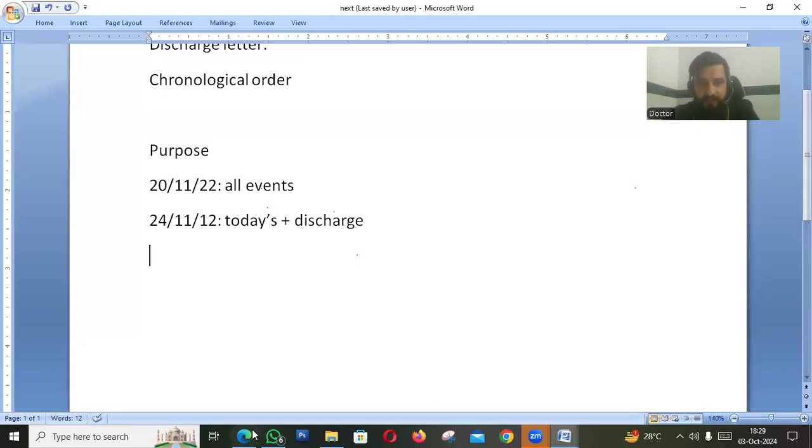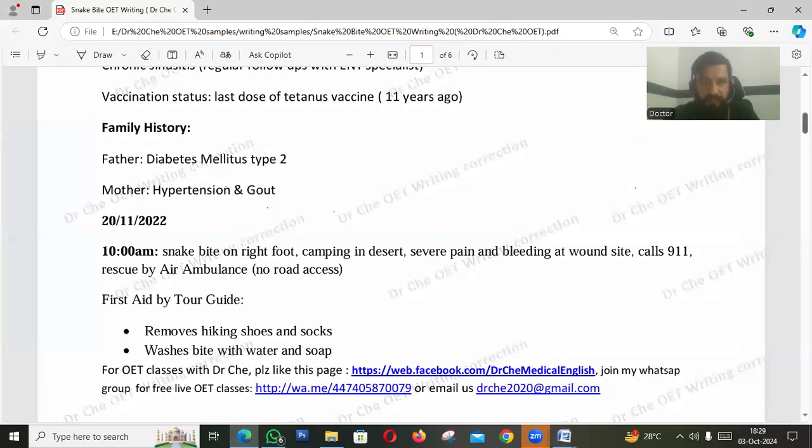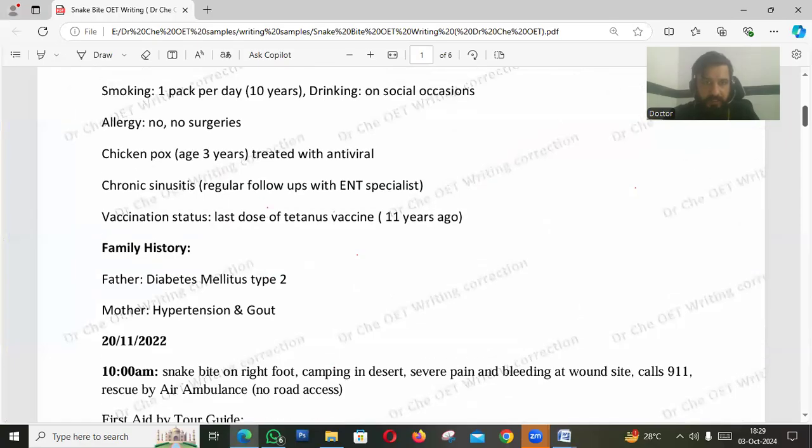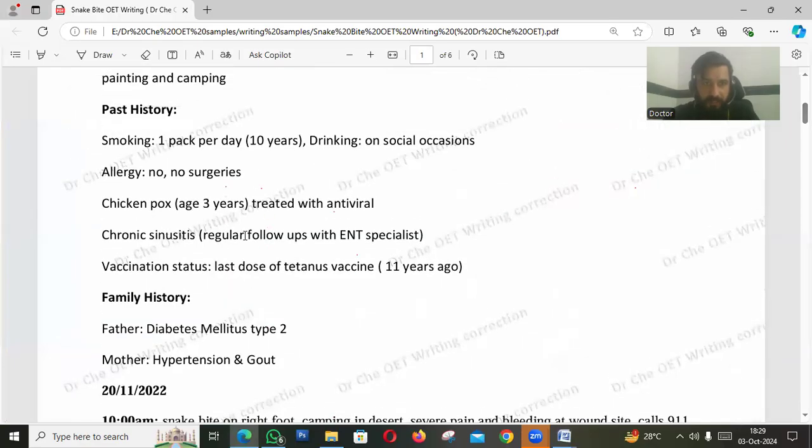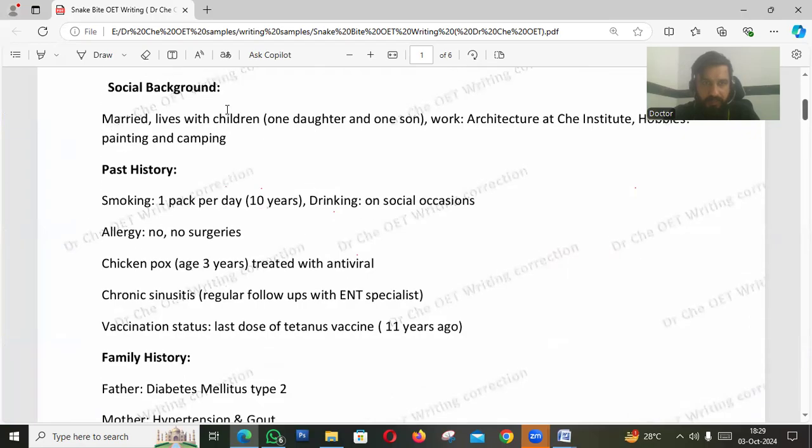And do you think in this letter, all this information that is given, father has diabetes, mother has hypertension, and patient had chicken pox, chronic sinusitis, tetanus vaccination, smoking, drinking, allergies, and lives with children and works in this institute and hobbies. All these things are important or not? No, sir, not important to mention because we are writing this letter to the GP of the patient. They already know about this.